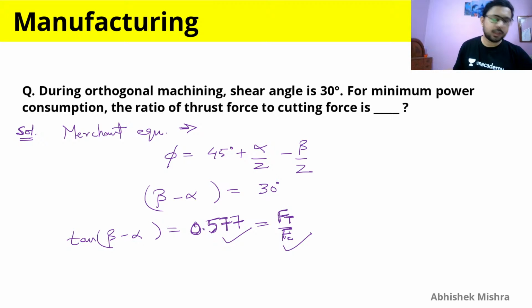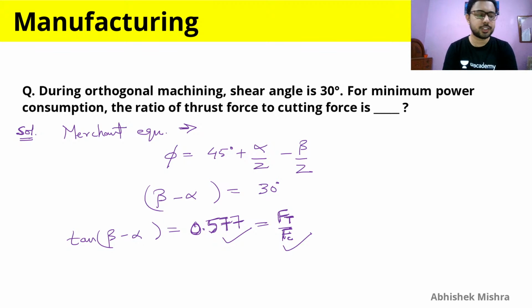You have to just remember that tangent of beta minus alpha is equal to Ft by Fc, then you can calculate it. I have just shown a part of the merchant circle so that you can understand where this tan of beta minus alpha equal to Ft by Fc is coming from. But the solution is quite simple. It can be done in one line in a matter of seconds. Okay, so this is the thing that you have to see in this type of questions. Don't use some predefined formulas.